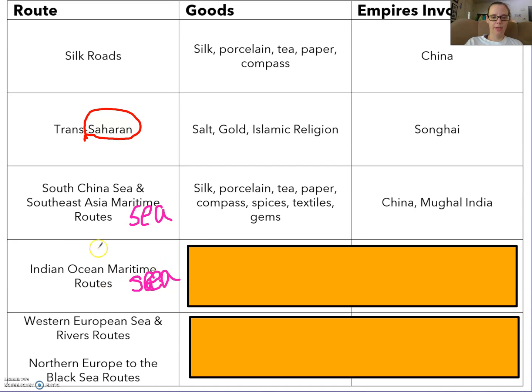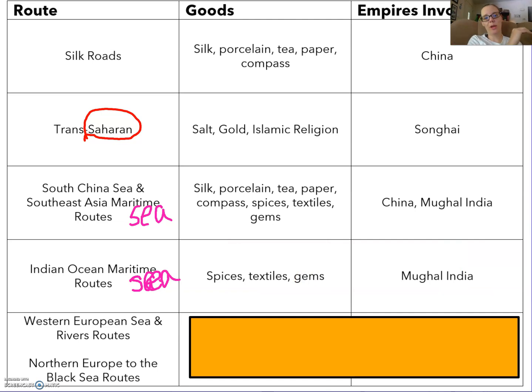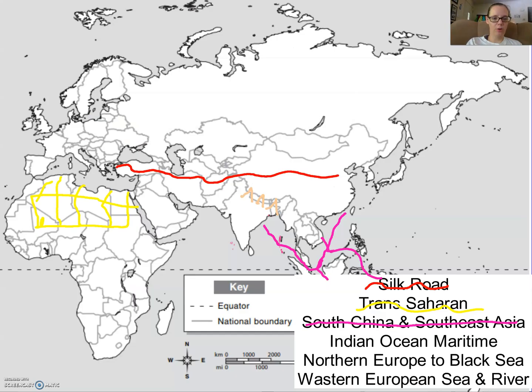All right, Indian Ocean maritime route, same thing, right, by sea. But in this case, it's going to keep going. It's going to go west, and it's going to connect Mughal India to the Middle East. So when we go back to our map here, let's go. We haven't gone green yet, have we?